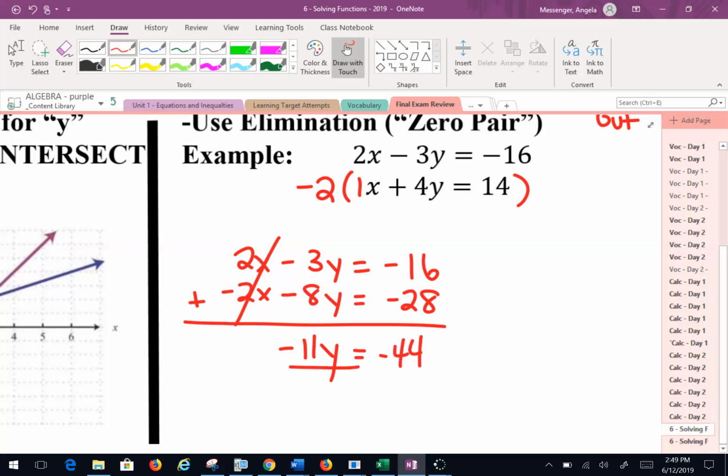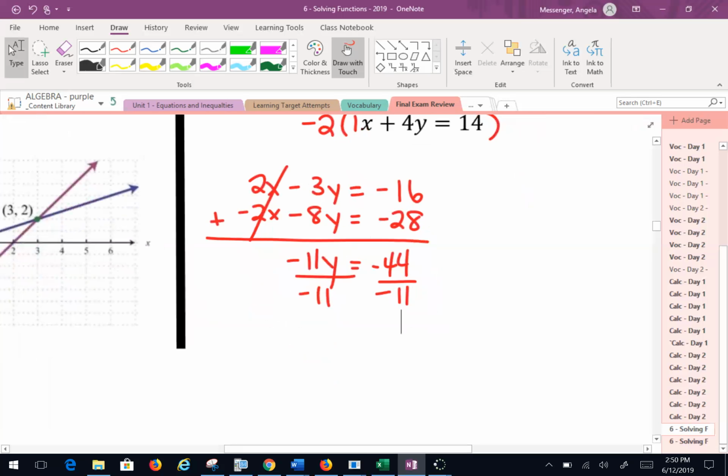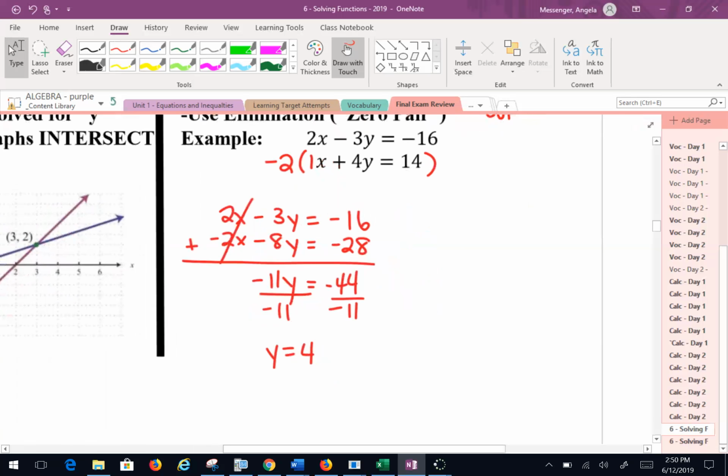-44. That's looking pretty good. Divide both sides by -11, and I get y equals 4. Now, guys, would it be okay to get a decimal answer? Yes, that is okay. That does happen, usually when you've got a story context. Like if you're solving for the cost of an apple and the cost of a peach or something like that, it's okay to get decimals. So you just got to be aware of the context you're in.